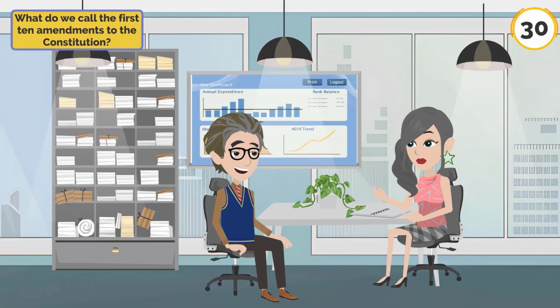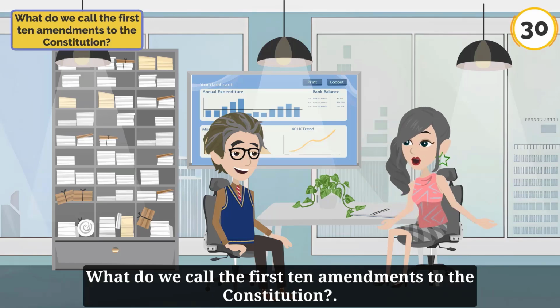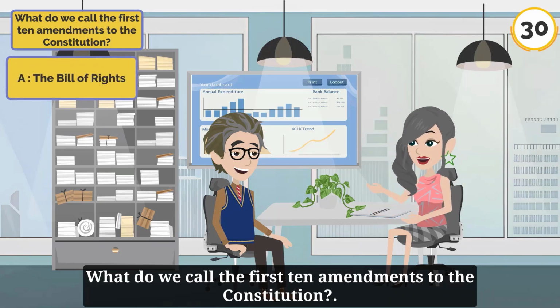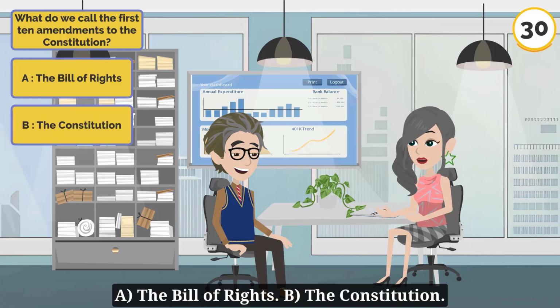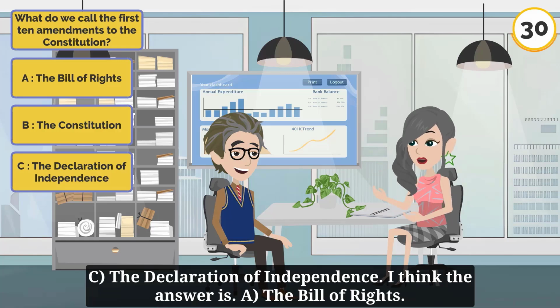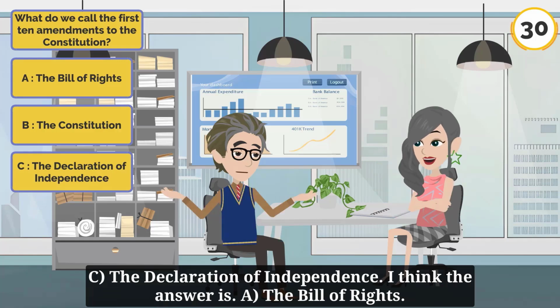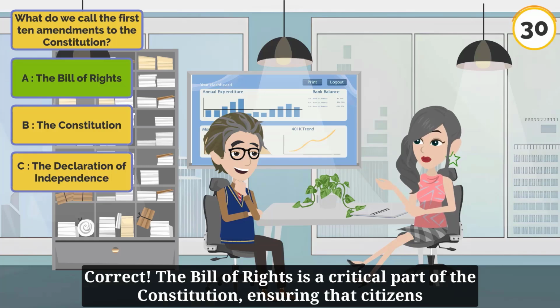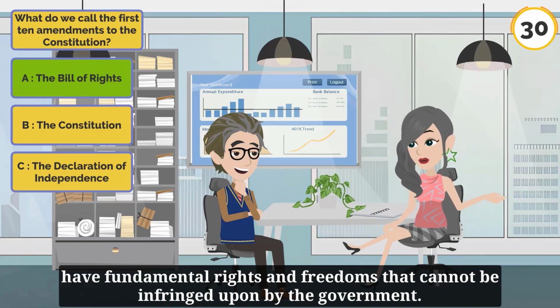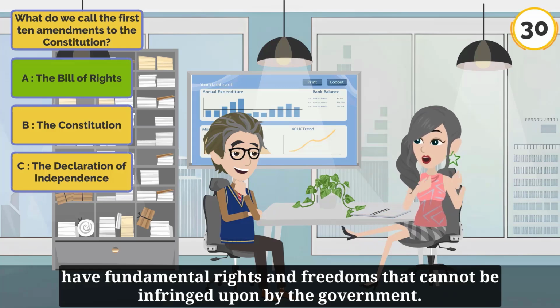Question 30. What do we call the first 10 amendments to the Constitution? A. The Bill of Rights. B. The Constitution. C. The Declaration of Independence. I think the answer is A. The Bill of Rights. Correct. The Bill of Rights is a critical part of the Constitution, ensuring that citizens have fundamental rights and freedoms that cannot be infringed upon by the government.